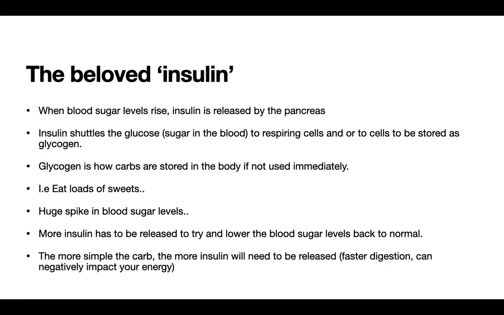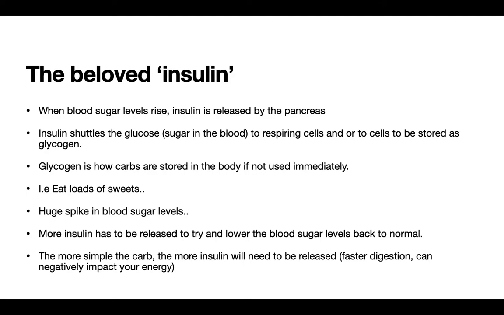So then onto the buzzword insulin. You've probably seen this thrown around everywhere. Basically all it is, is that when blood sugar levels rise, insulin is released by the pancreas. When you eat food and you digest it, this puts the glucose, the sugar, into your blood because you've digested it. That's where it goes, and the pancreas recognizes this and releases insulin. That's all it is. And the insulin then moves the glucose from the blood to cells to be used or stored as glycogen. So it's just another hormone that helps regulate blood sugar levels.